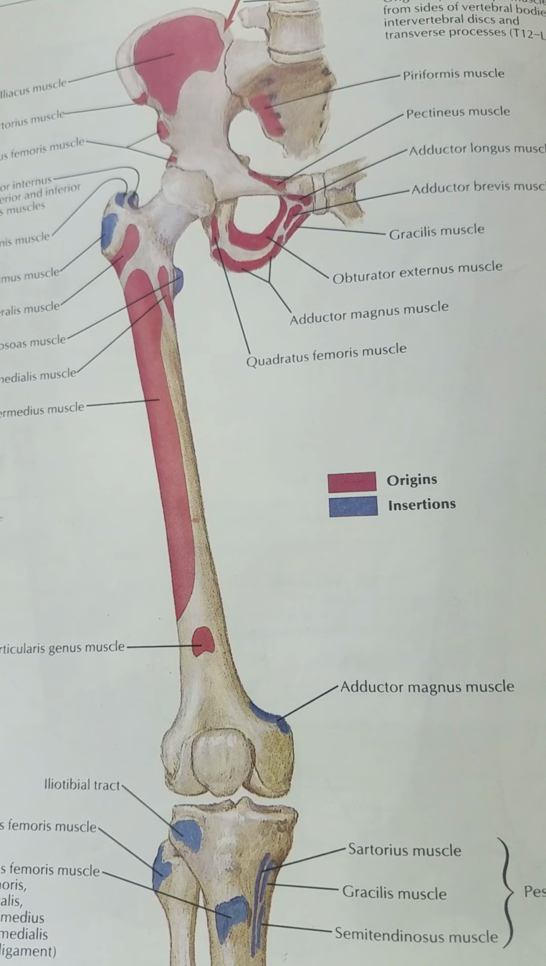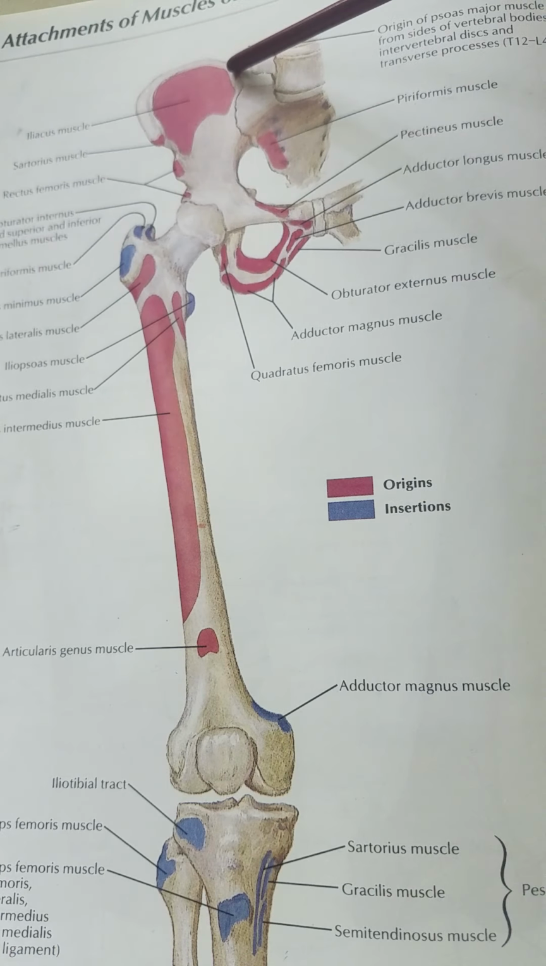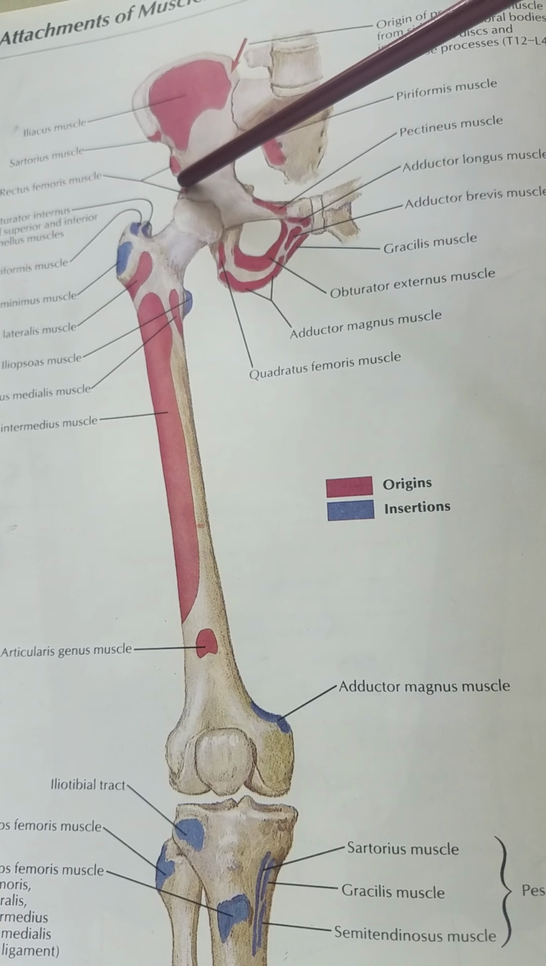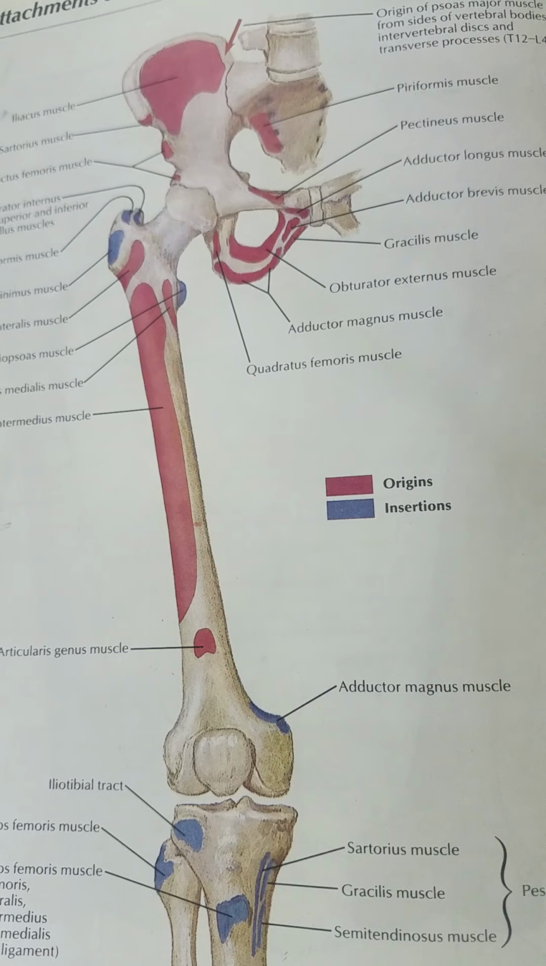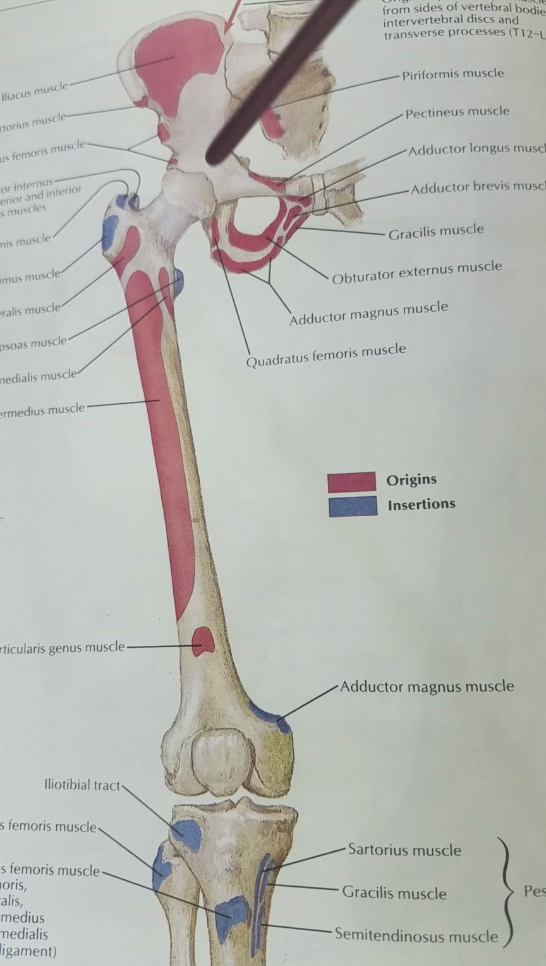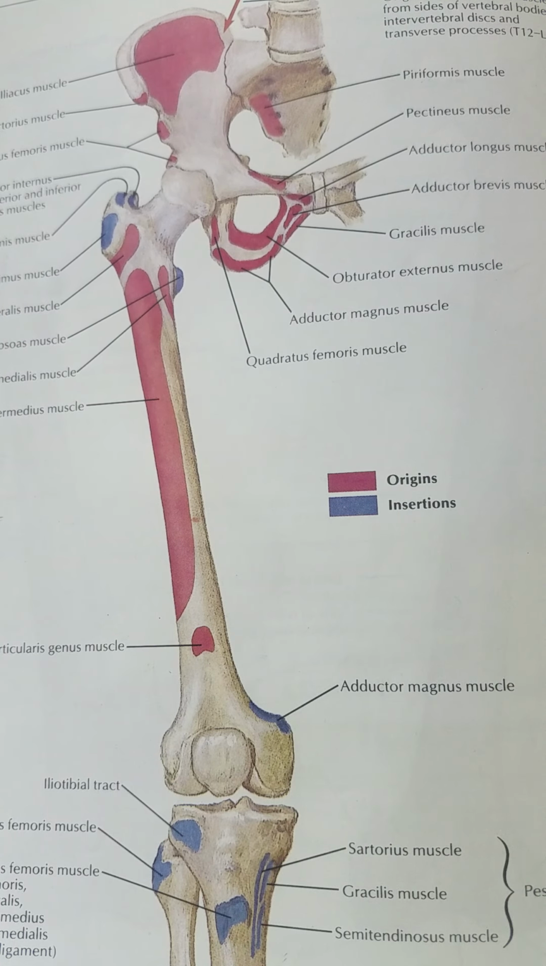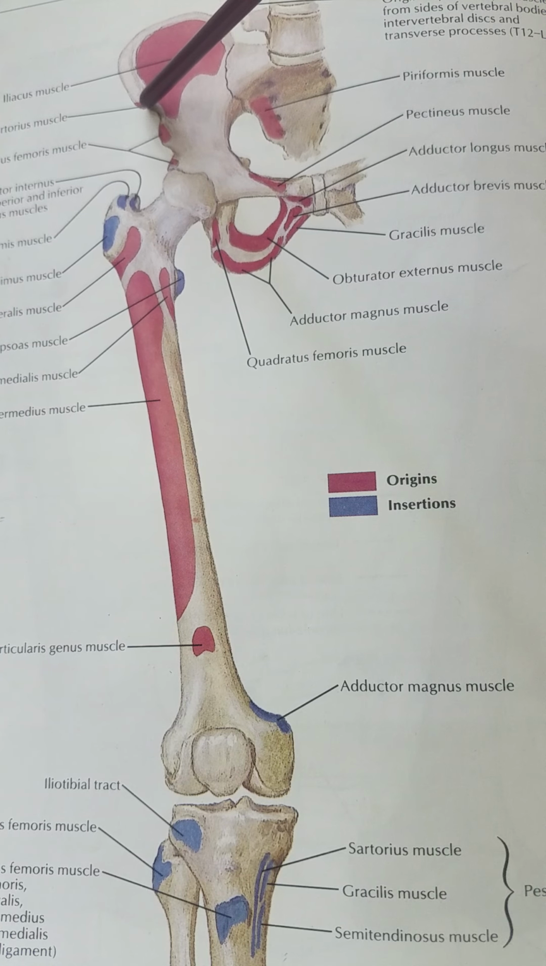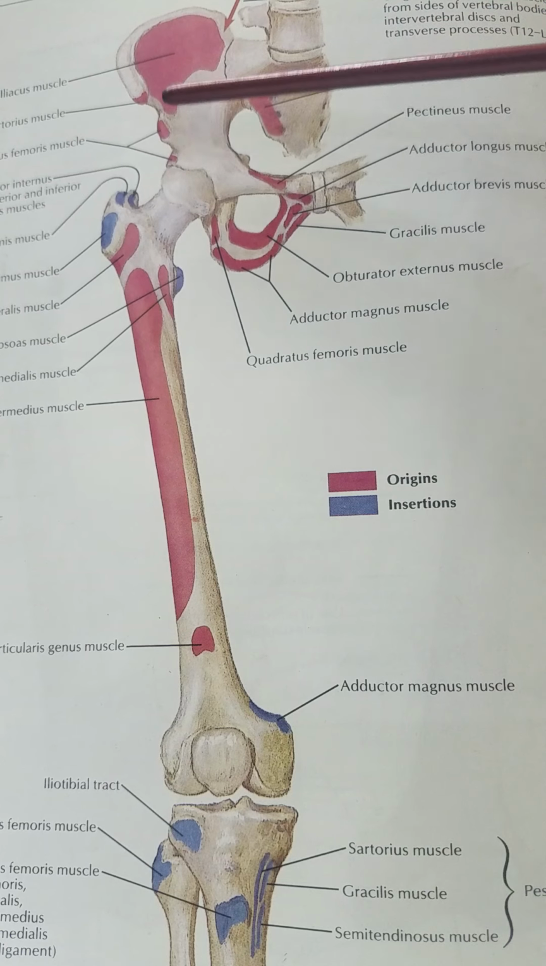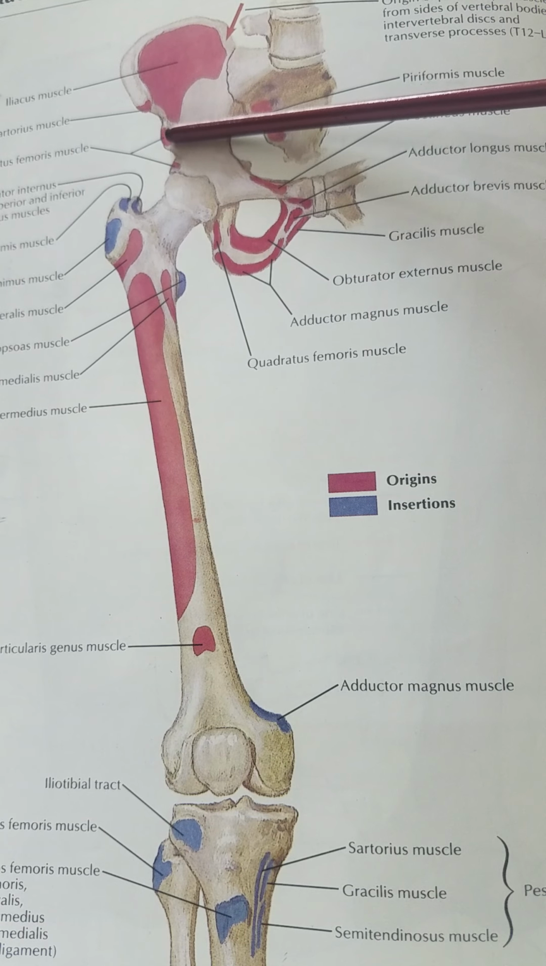So we'll start with the ilium. It has an iliac crest, an anterior border, a posterior border which would be here, and then it has a lower end which forms a part of the acetabulum. The anterior border has an anterior superior iliac spine and an anterior inferior iliac spine.